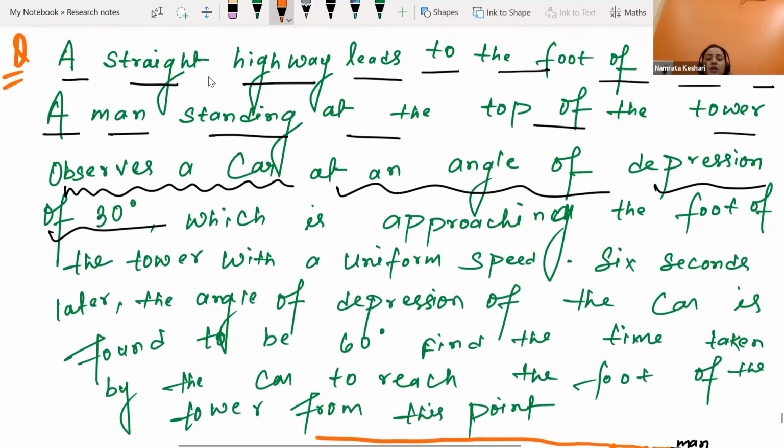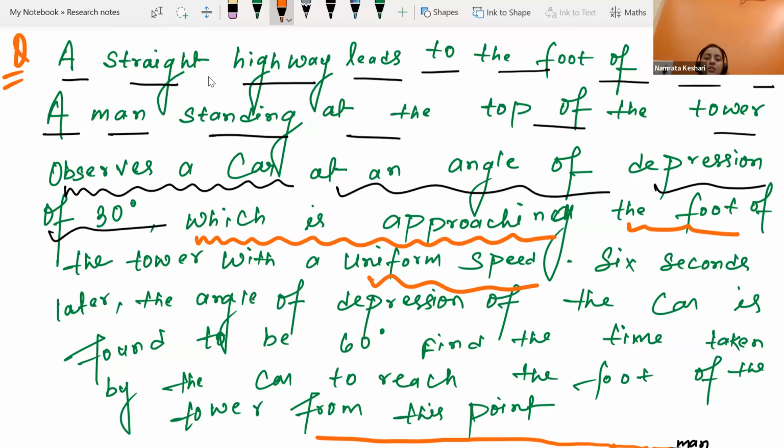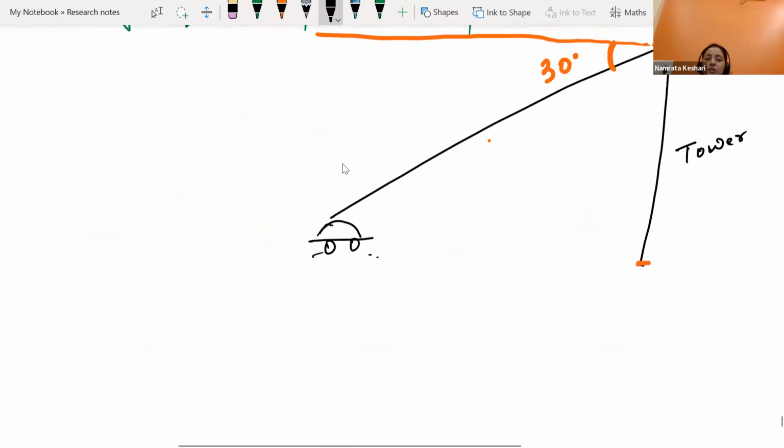Now, the car is approaching the foot of the tower with a uniform speed. The car is coming towards the foot of the tower with uniform speed. Now, six seconds later, the car is moving towards this direction, towards the foot of the tower. After 6 seconds, maybe this is where we have the car.